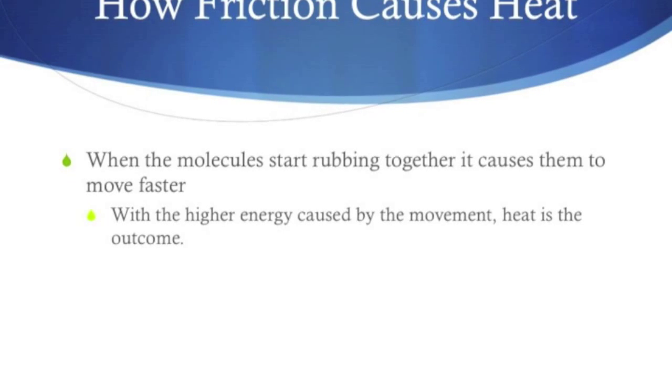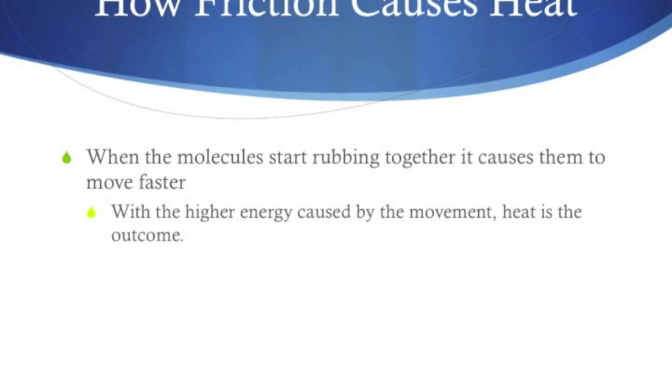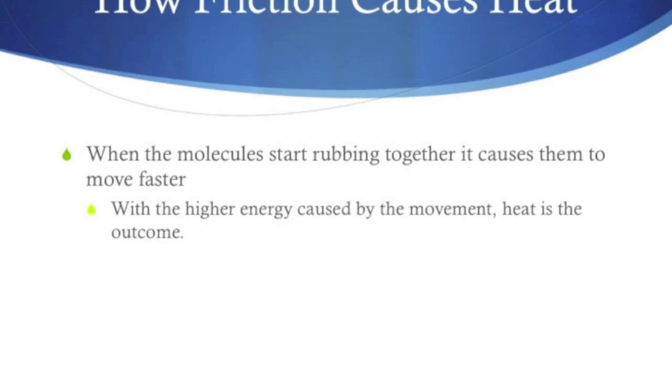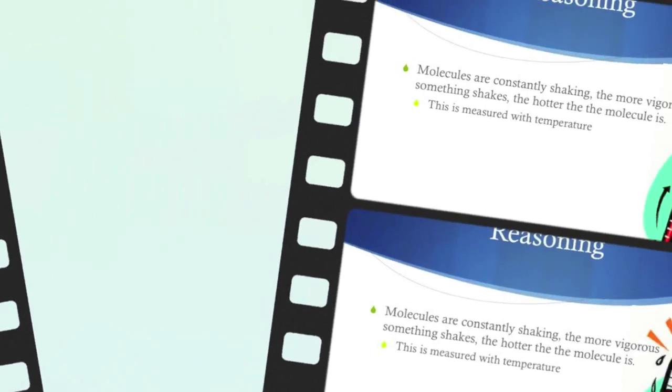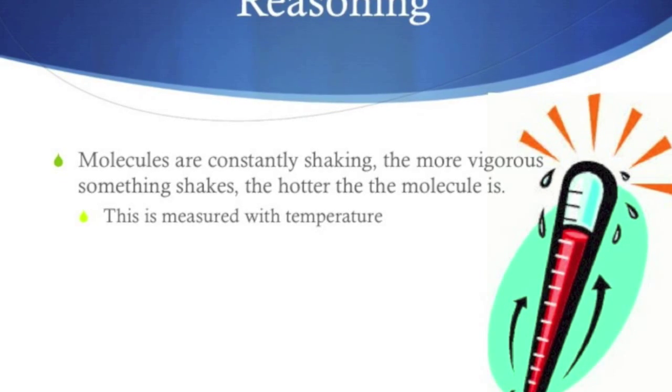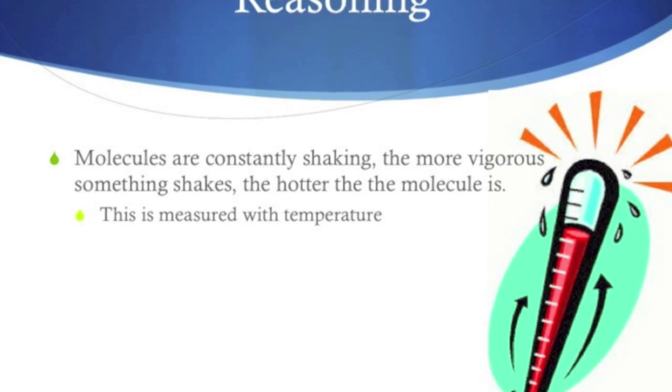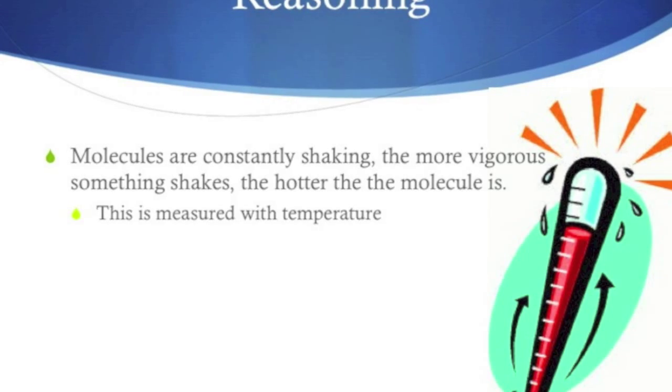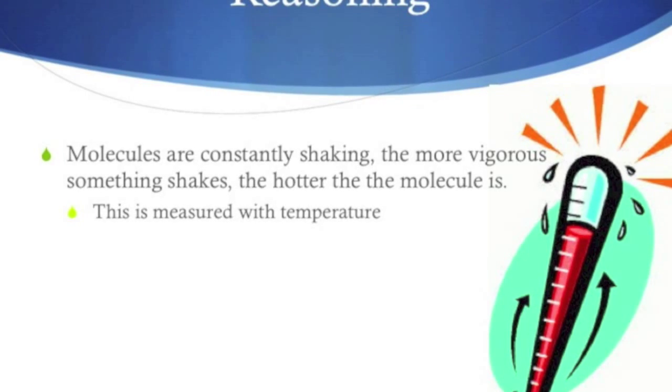How friction causes heat: when the molecules start rubbing together, it causes them to move faster. Be careful though, molecules are constantly shaking. The more vigorously something shakes, the hotter the molecule will be. This is measured with temperature.